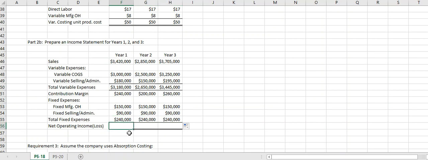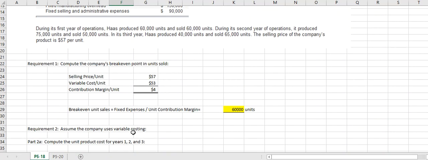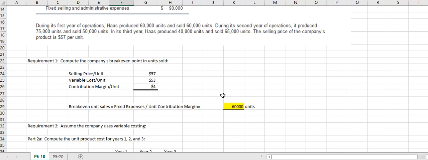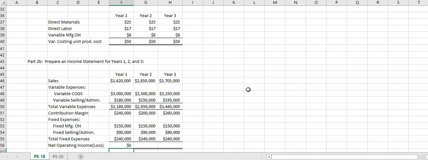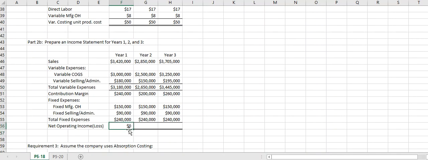So the next thing we're going to do is calculate our net operating income or loss. So to do that, we're going to look at our contribution margin. We're going to subtract out our total fixed expenses. So in year 1, we were actually at break even, which makes sense because if you remember, back up here in requirement 1, we said we needed to sell 60,000 units to break even. Well, guess what? Here it says we sold 60,000 units. So we actually were just at break even in year 1.